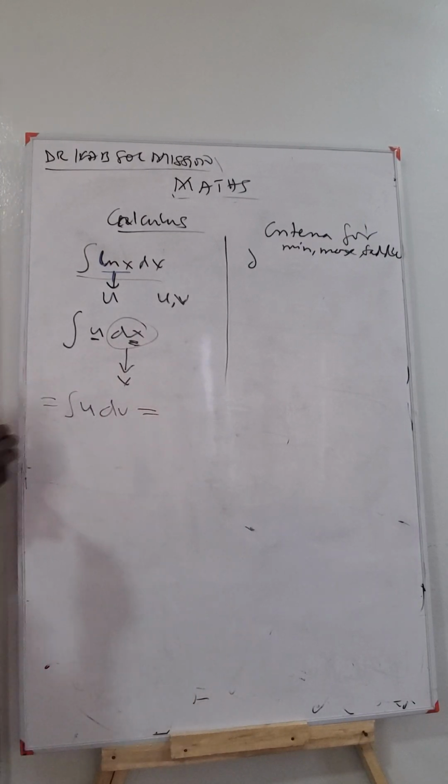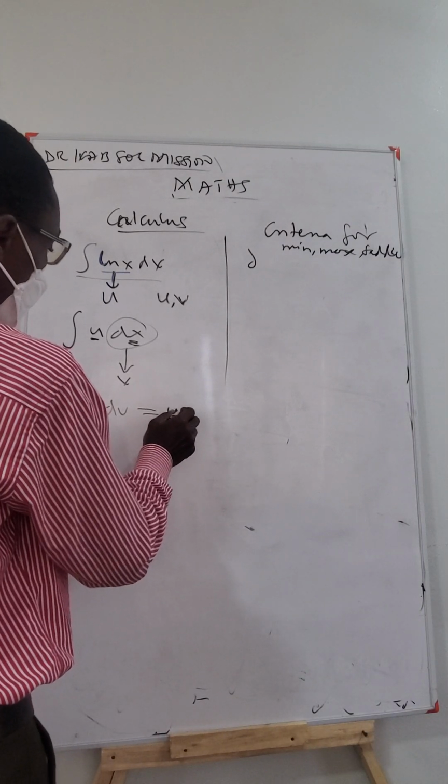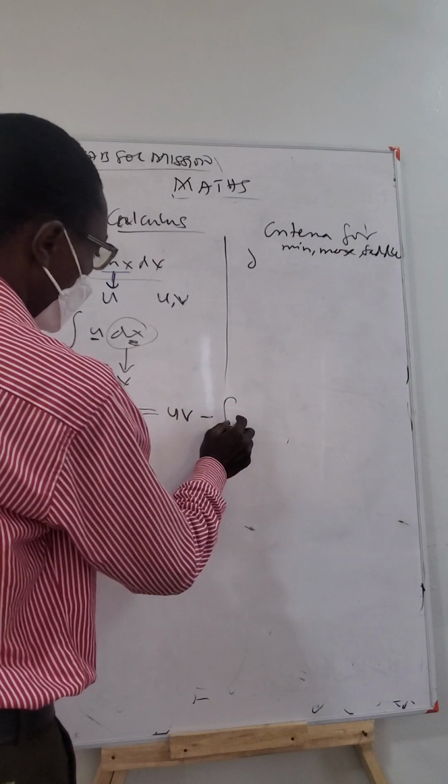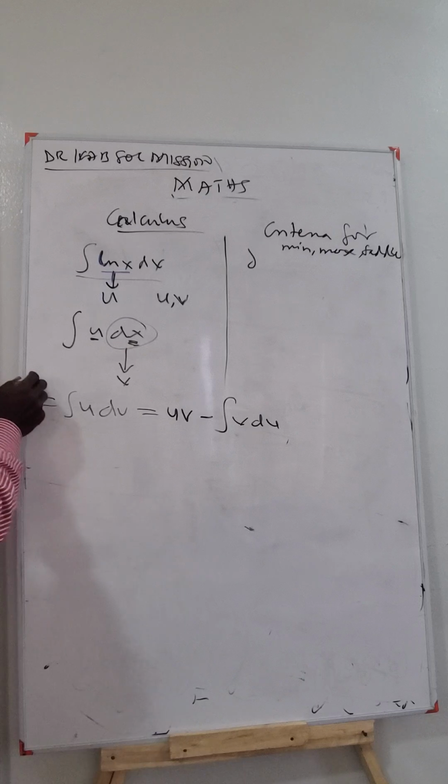Now this has a formula. We have a formula for solving this. When we have u dv, we have a formula for solving that. So the formula is given by u times v minus integration of v du, and this is the formula.